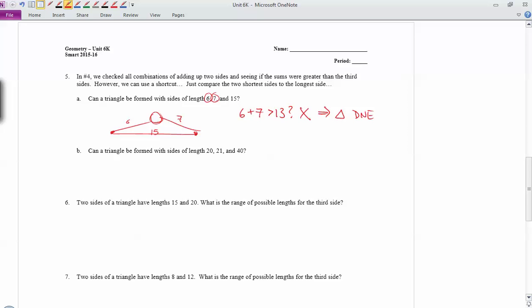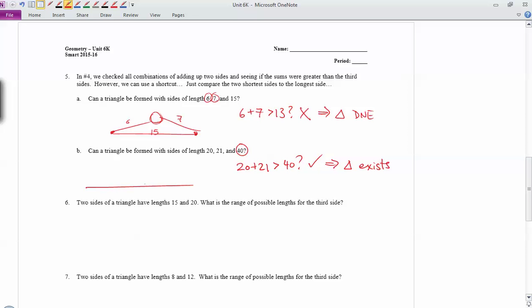Okay, in this one, the long side's 40. So then all we're really checking is if I added 20 and 21, do I get at least 40? And yeah, 41 is bigger than 40. So the triangle does exist. Notice this is a little bit quicker. I don't have to check every combo.